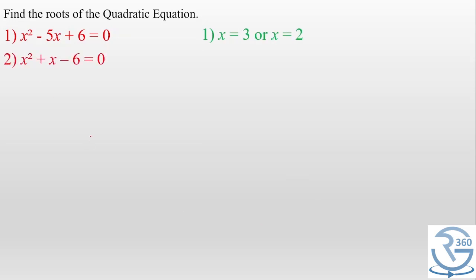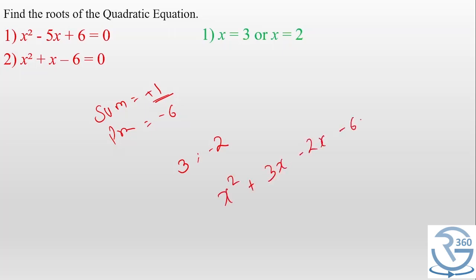Now second question, x square plus x minus 6. I want the sum as plus 1 and product as minus 6. Because here it's a 1, I'm going to take the larger number as positive, whereas the smaller number as negative. So x square plus 3x minus 2x minus 6 is equal to 0. So I'm going to directly write x equal to, take the minus coefficient, minus 3 and minus of minus 2. So x will be 2.